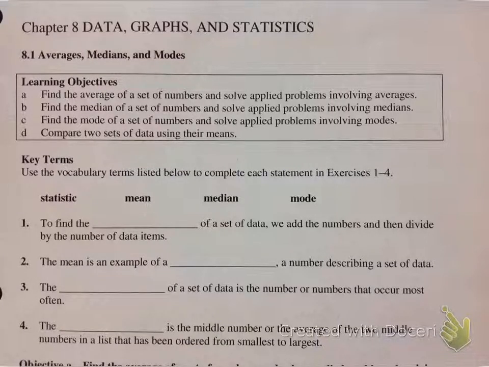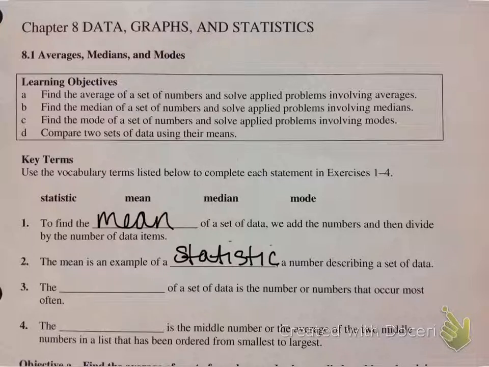In this chapter, we're going to look at data, and we're going to start off with averages, medians, and modes. So our key terminology for this lesson: to find the mean of a set of data, we add the numbers and then divide by the number of data items. That's the same thing as average. The mean is an example of a statistic, a number describing a set of data.